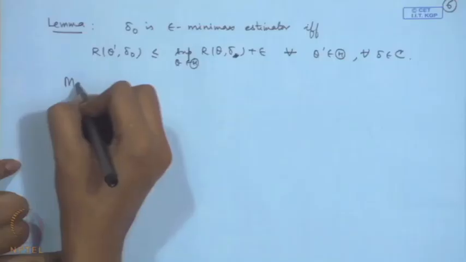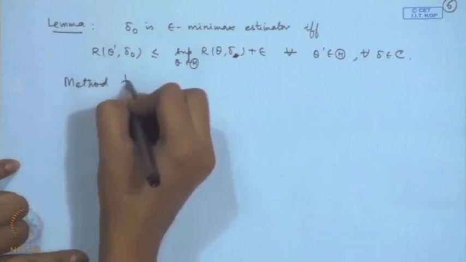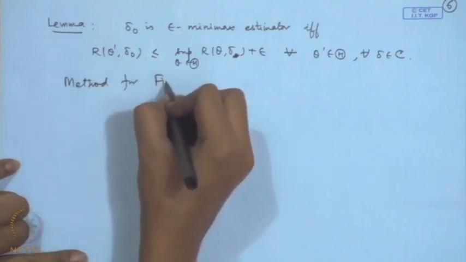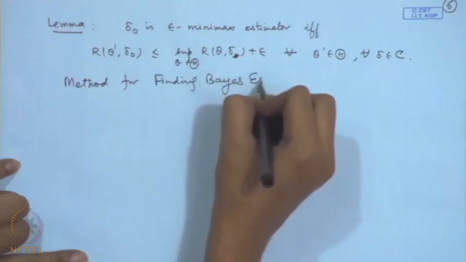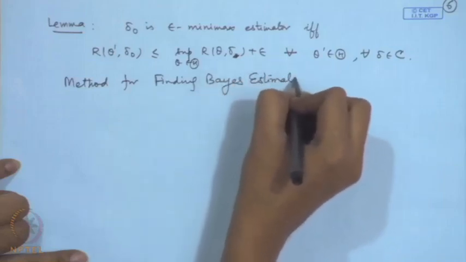Now, let us see how to obtain a Bayes estimator, how to obtain minimax estimators. So, methods for finding Bayes estimators.